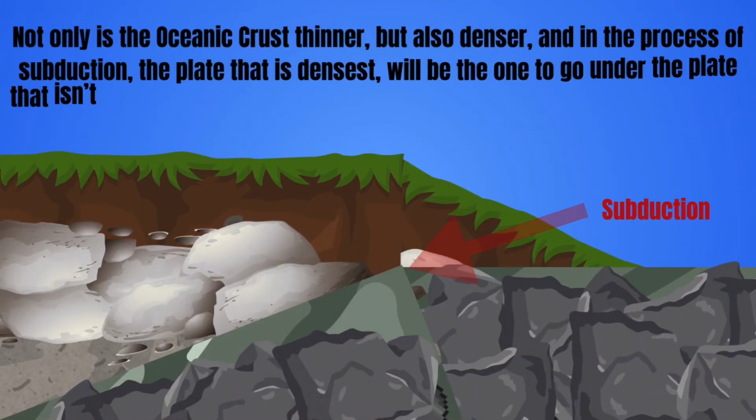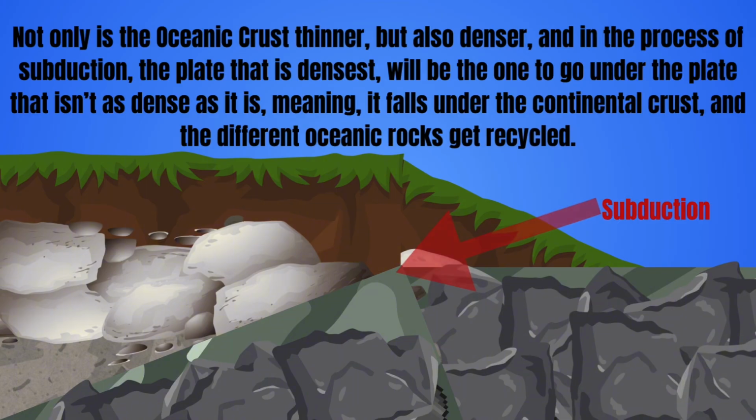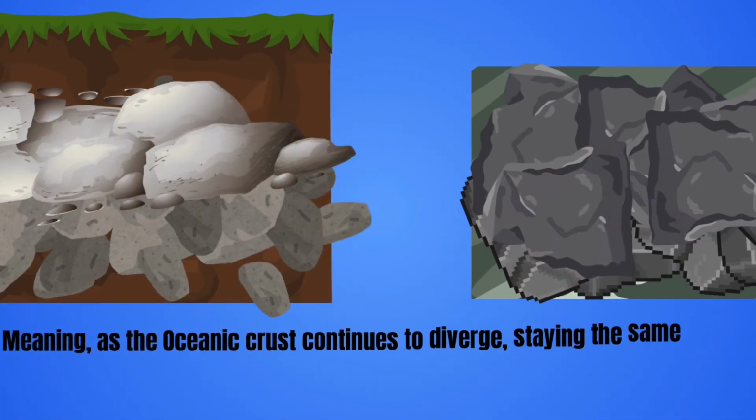But not only is the oceanic crust thinner, but also denser, and in the process of subduction, the plate that is densest will be the one to go under the plate that isn't as dense as it is, meaning it falls under the continental crust and the different oceanic rocks get recycled.